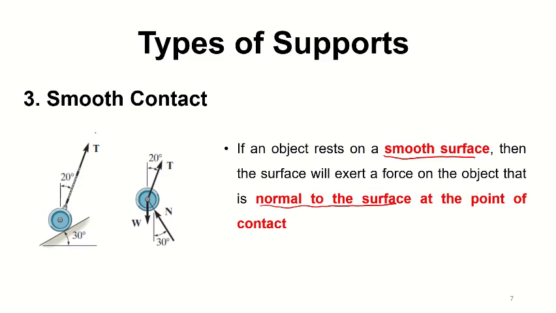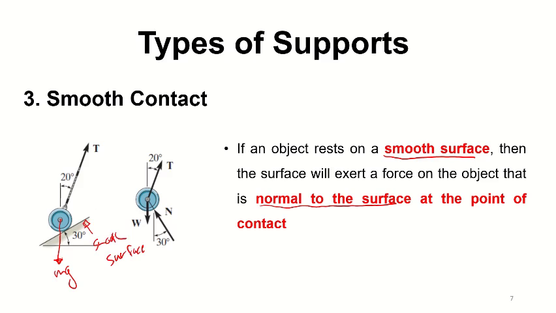So if we take this for example, say this is a disk, then there is a force acting on this along the cable, which is T, right? There is another force here which acts in the vertical direction. We say it is mg, the weight, right? So now this one is our smooth contact, smooth surface.